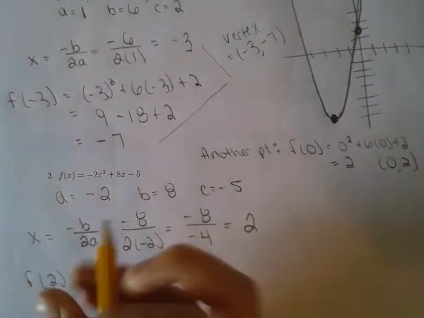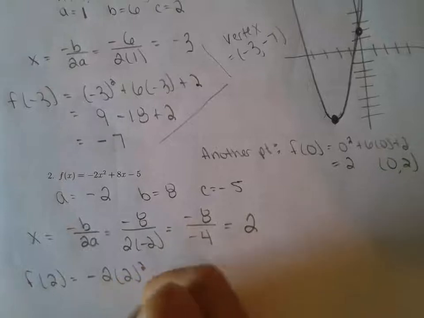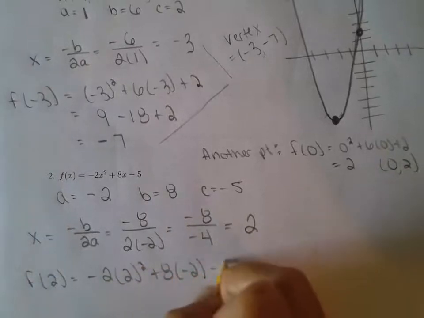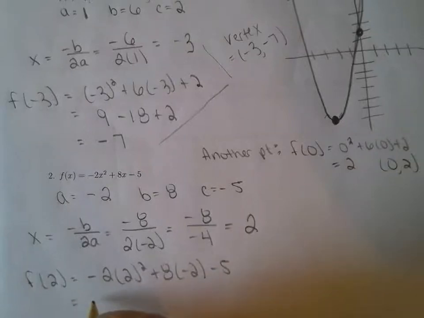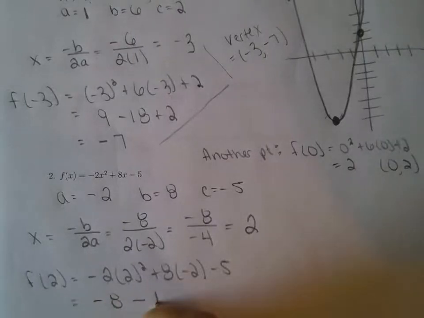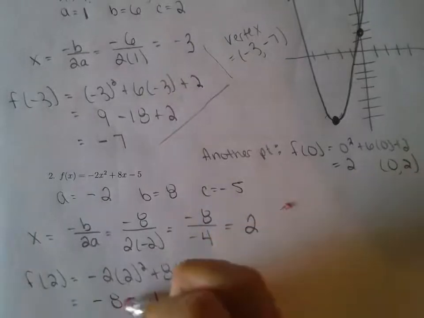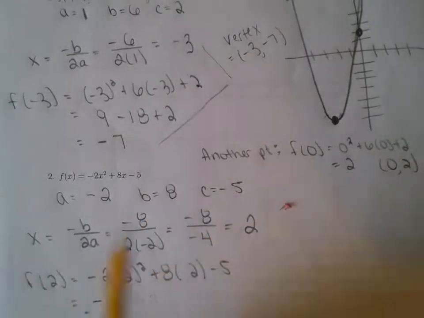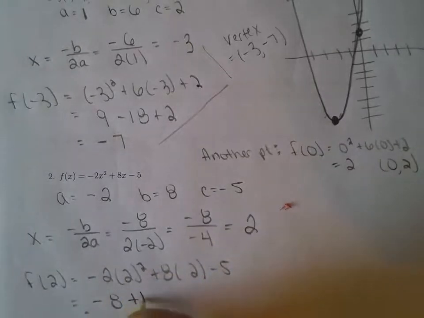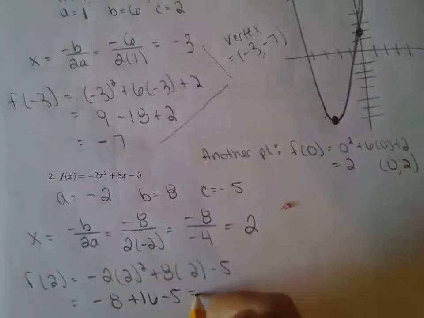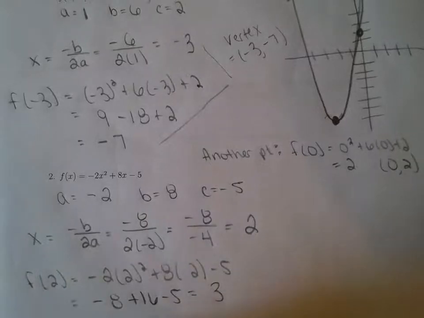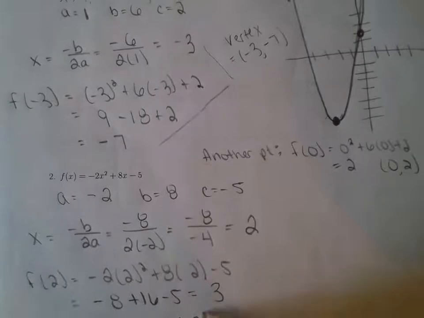Then we need to plug this in. So f of 2. So this would be -2 times 2 squared plus 8 times 2 minus 5. Oh, I'm sorry, this is positive 2. I got messed up because of this -2. We're plugging in 2 here. So this would be -8 plus 16 minus 5, that's positive 8 minus 5 is 3. So our vertex or maximum minimum is 2, 3.